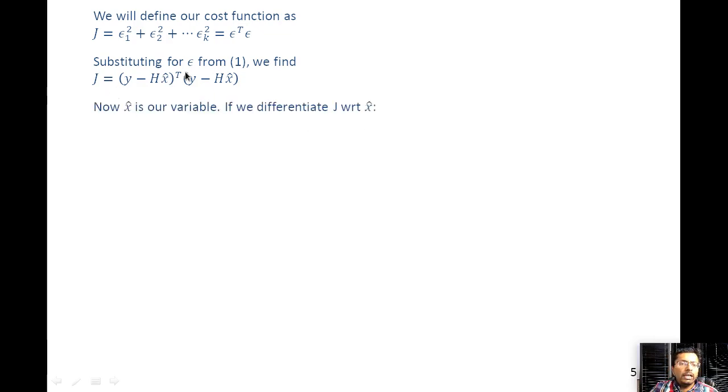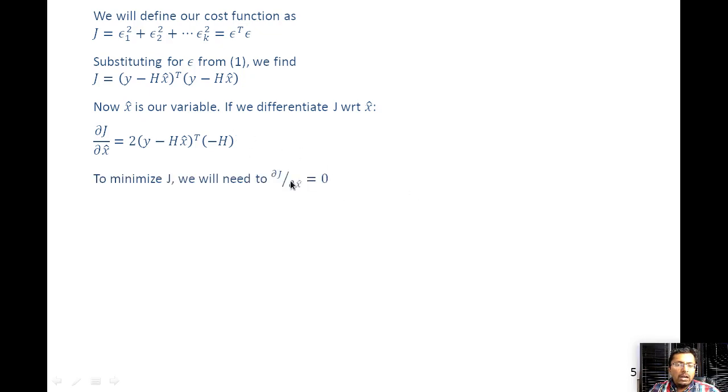So we differentiate the cost function J with respect to our variable, the tuning parameter. Because of symmetry, we can use the chain rule, and you get 2 times this term plus the differentiation of this term with respect to x hat. That gives us 2 times y minus h x hat, transpose, times minus h. Again, I refer you back to our discussion on matrix calculus to figure out where this comes from.